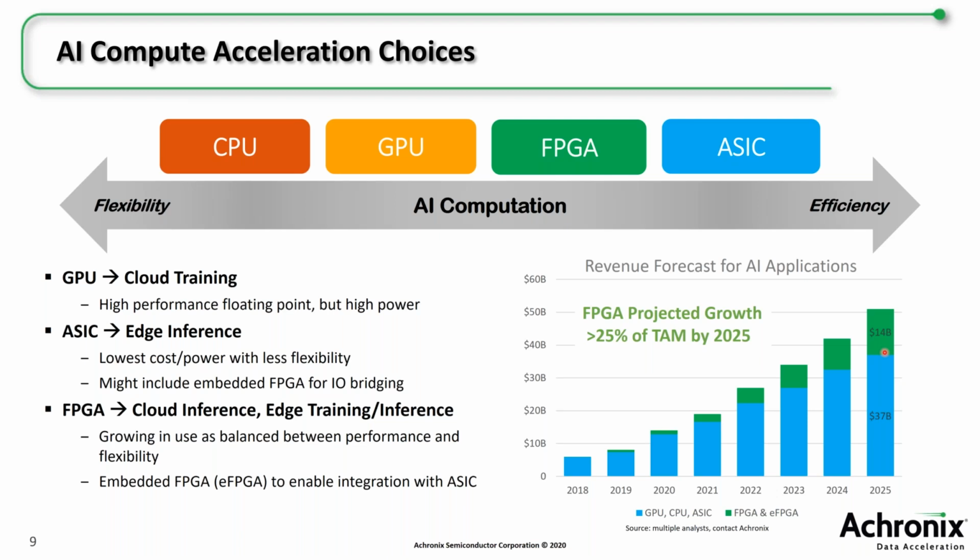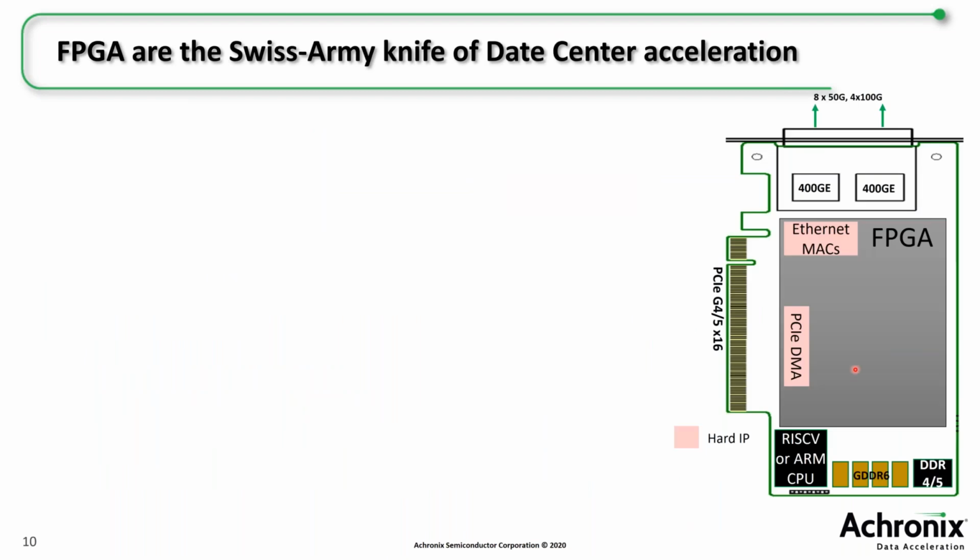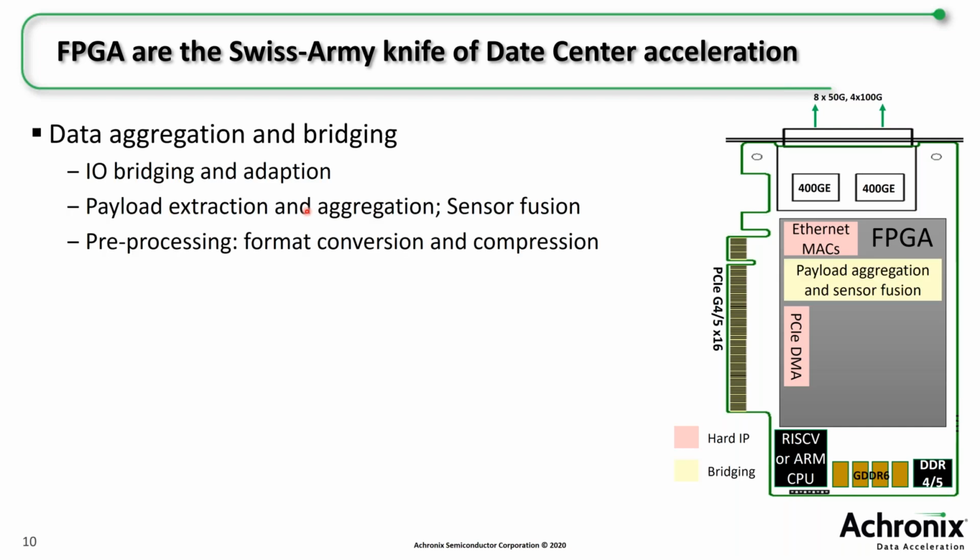Now, one of the reasons why we see such applicability here is FPGAs are kind of like the Swiss Army knife of data center acceleration. They're not focused on a particular application type, but you can do multiple different things. For example, here, we're showing a data aggregation and bridging application. So classically, this is kind of the boring stuff that FPGAs do really well. It's like gluing data together.